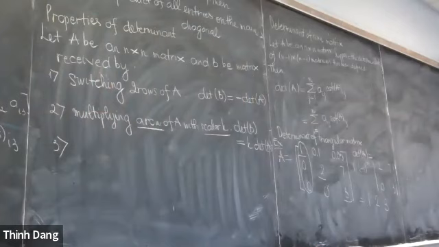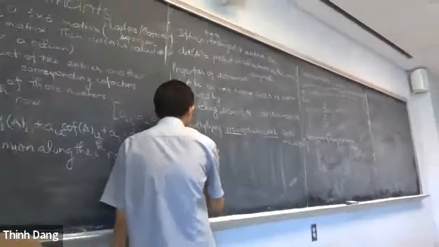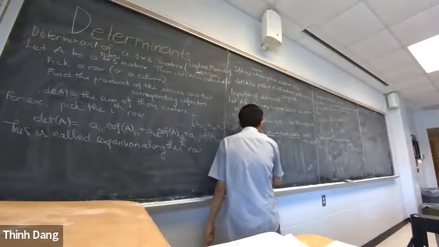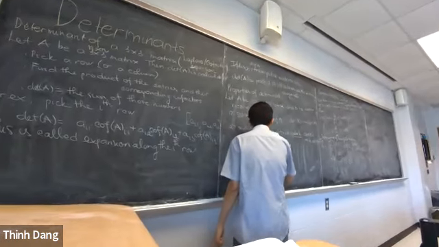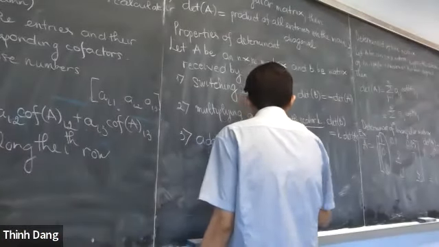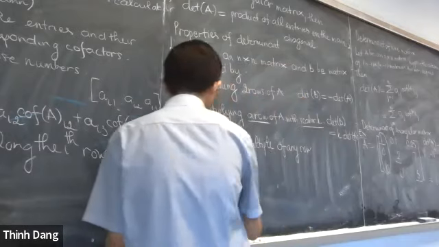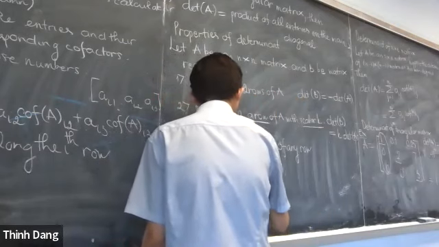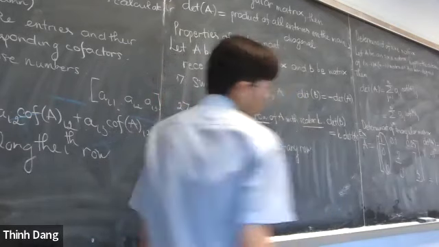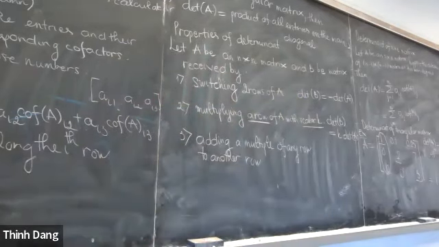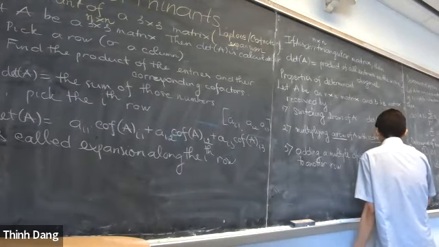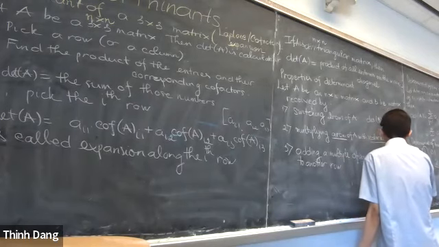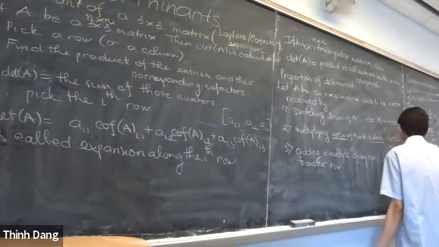And last but not least, the third row operation is to add a multiple of any row to another row. The third type of operation is the easiest one to remember. In this case, the determinant of those matrices stays the same. So the determinant of B is equal to the determinant of A.